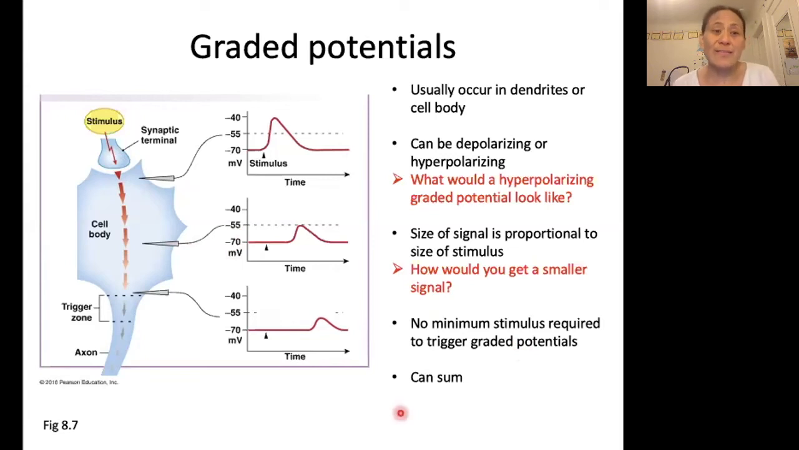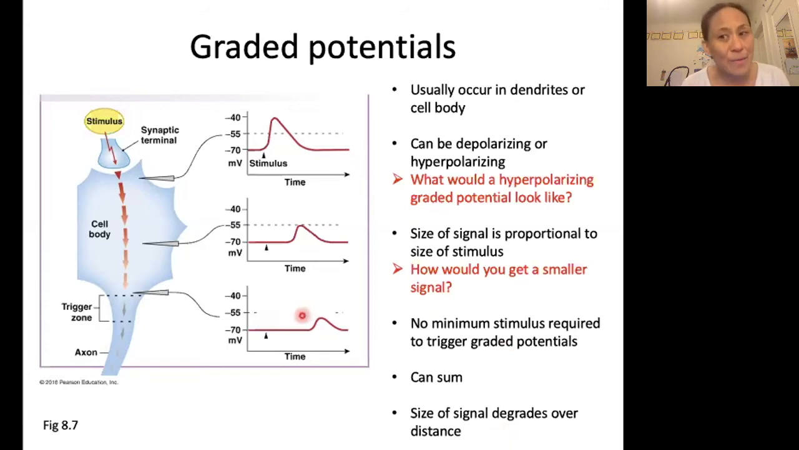Graded potentials can sum. You can take one of these, take another one, put them together, and make a larger graded potential by summing them together. And then finally, this is a point that I'm going to spend a bit of time talking about. The size of the signal degrades over distance.